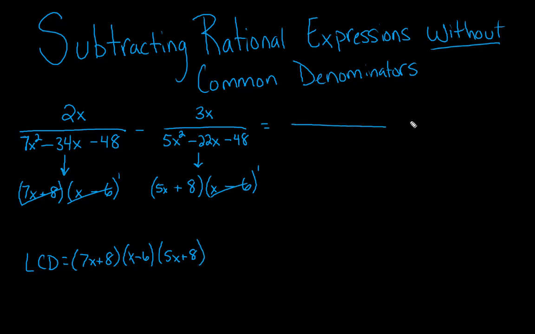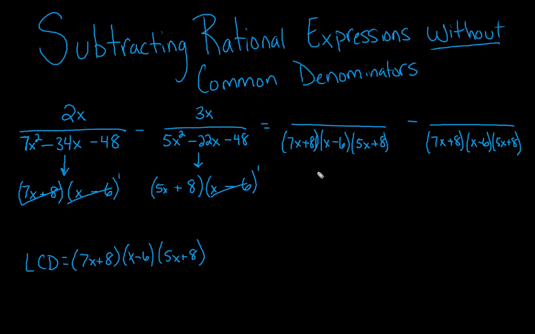So if we rewrite both of these expressions with the least common denominator, we have 7x plus 8 times x minus 6 times 5x plus 8. And that is minus, again, the same common denominator, 7x plus 8 times x minus 6 times 5x plus 8. All right. So from here, we need to decide what did we multiply our denominators by to give us the LCD? Because whatever we multiply the bottom by, we need to multiply the top by.